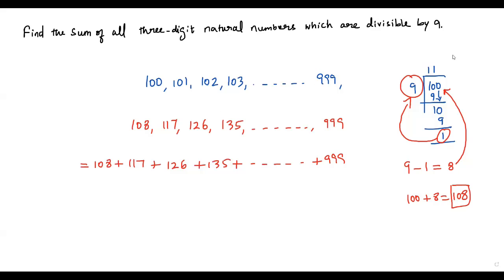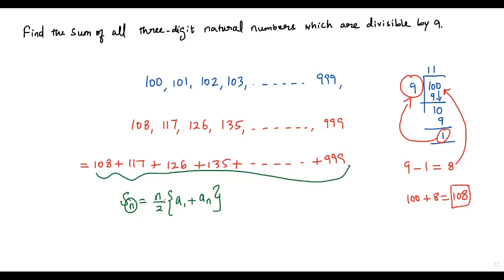The formula to find the sum of the terms in an arithmetic sequence is Sn = n/2 times (A1 + An). Here n stands for the total number of terms in this arithmetic series, A1 stands for the first term of the series, which is 108, and An stands for the last term. In this case, the last term is 999. So we still need the value of n, the total number of terms starting from 108: first term, second term, third term. If I keep counting in this way, how many terms do we have in this arithmetic series?